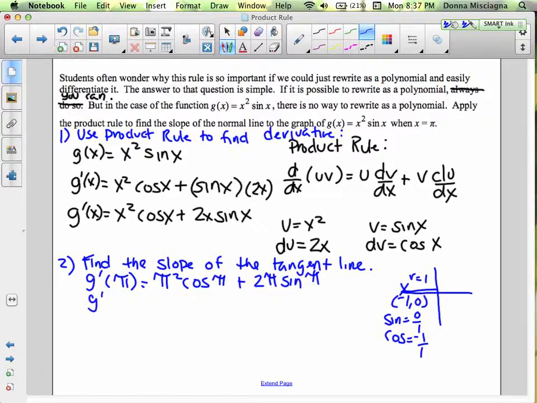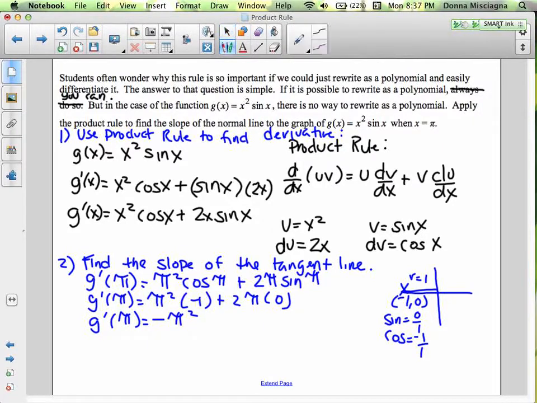All right, so g prime of pi is going to be pi squared. Cosine pi is a -1, plus 2 pi times 0. Of course, that will just be 0. And really, we should simplify that -1 and put it in front of the pi squared. So g prime of pi is negative pi squared. Isn't that a lovely number there? It is a number. All right, but we're not done because we weren't asked to find the slope of the tangent line. We were asked to find the slope of the normal line.